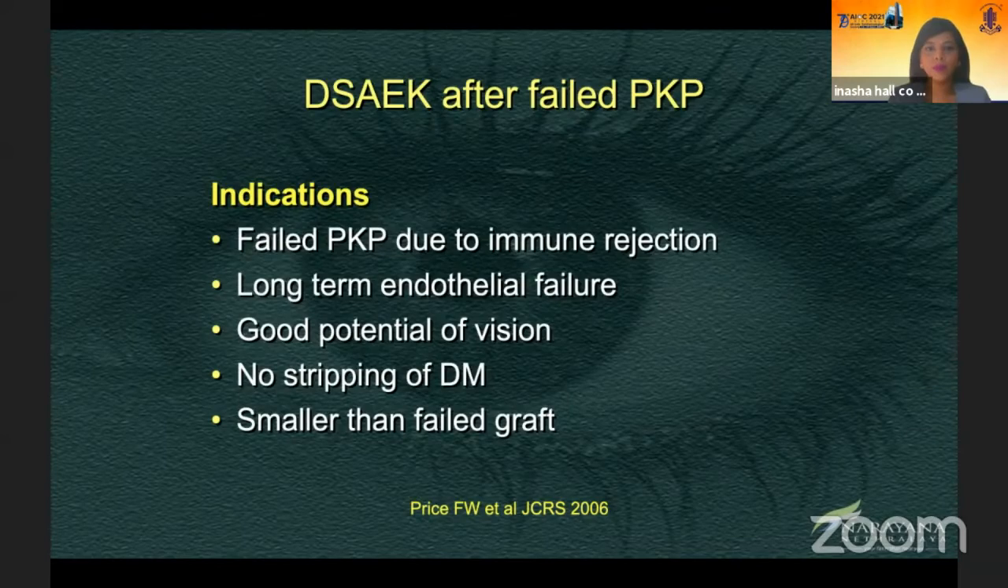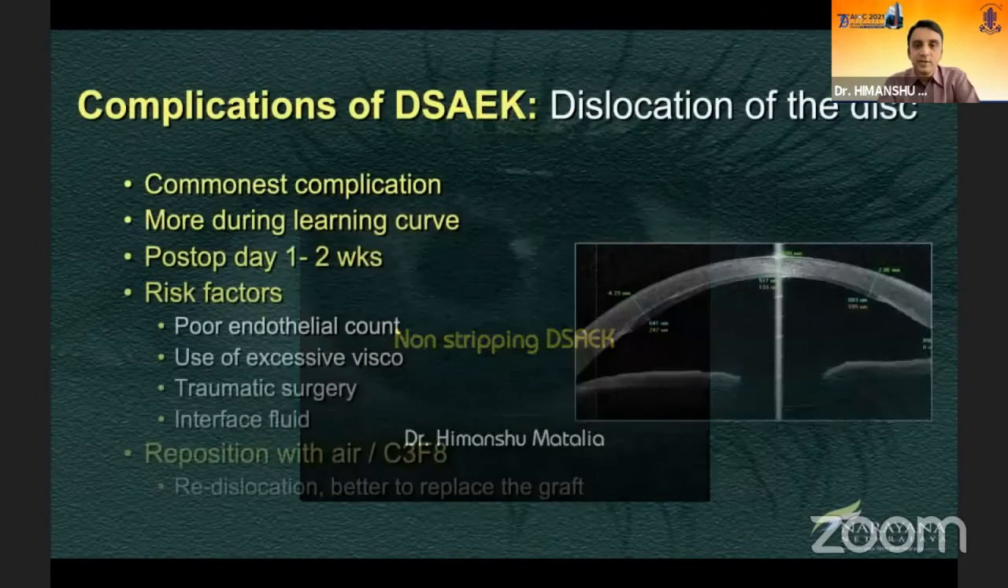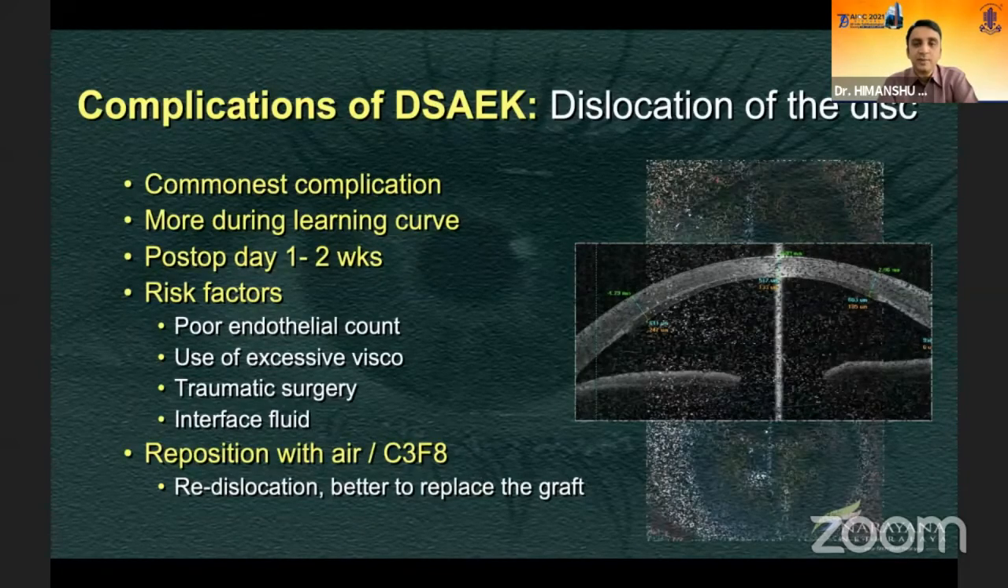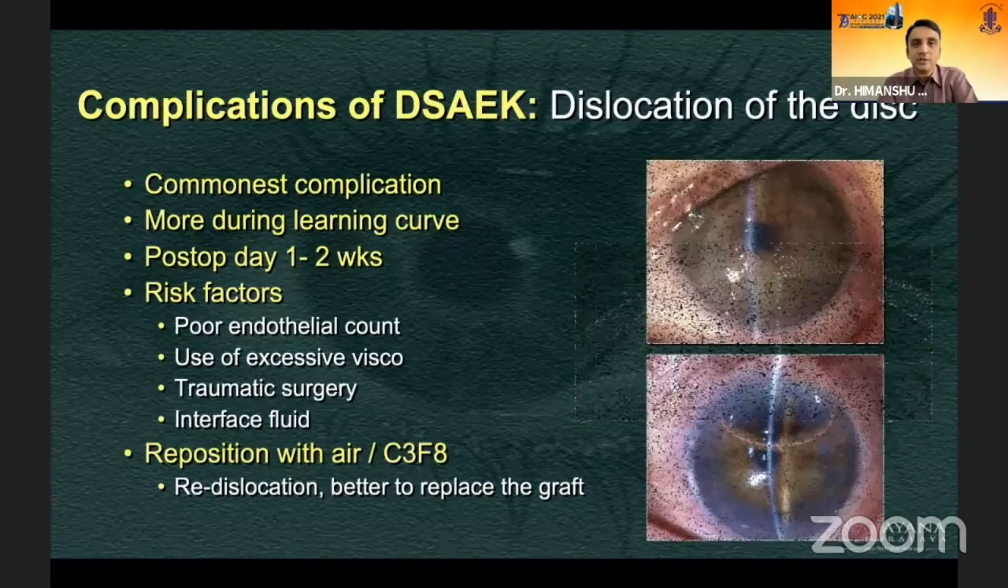In failed PKP, we can do DSEK. We may not do an endothelial or Descemet stripping there. Complication-wise, one of the commonest complications is dislocation, which can be detected on anterior chamber OCT.